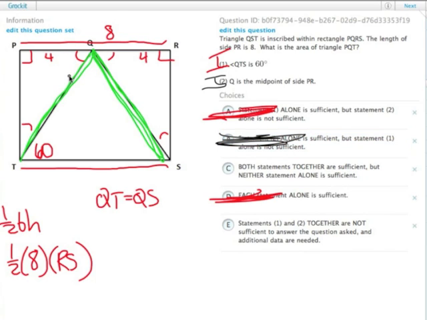In conjunction, we have a lot more information. Knowing that this is an isosceles triangle and that this is a 60-degree angle means that this one is also a 60-degree angle, which in turn means that this must be a 60-degree angle. It's now an equilateral triangle.